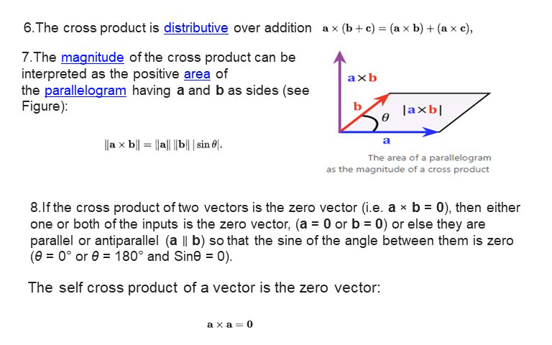And the magnitude of the cross product can be interpreted as the positive area of the parallelogram having sides as A vector and B vector. And if the cross product of two vectors is 0, then either one or both of the inputs is a 0 vector, or they are parallel or anti-parallel to each other. Because if they are parallel, then the angle between them will be 0, and if anti-parallel, then the value of theta will be 180 degrees, and you know that in both cases the sine of the angle will be 0.